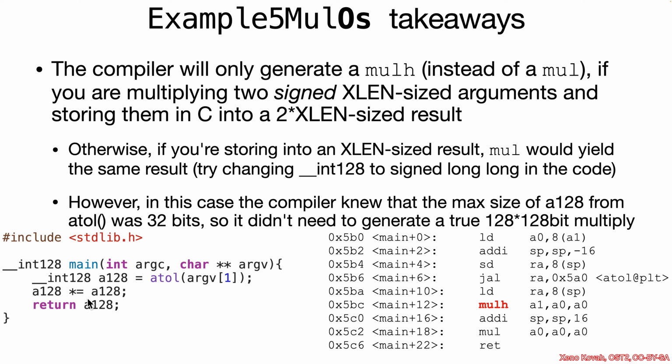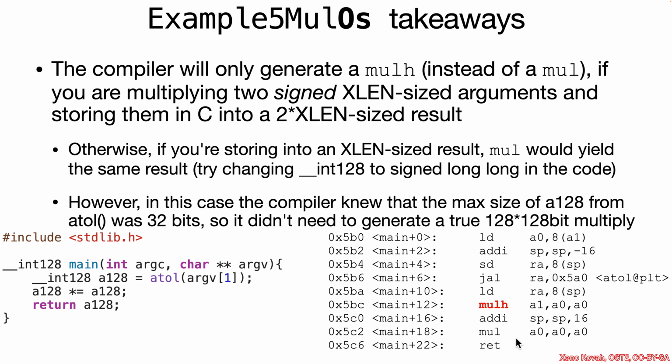So when it subsequently sees that it's being multiplied by itself, it recognizes that we're really just doing a 32-bit value times a 32-bit value, but just in case, that 32-bit signed value gets extended up to a 64-bit signed value that would be a 64 times 64 value stored into 128 bits. It's going to basically just generate a mul-h and a mul. The mul-h gives you the high order bits and the mul gives you the low order bits.